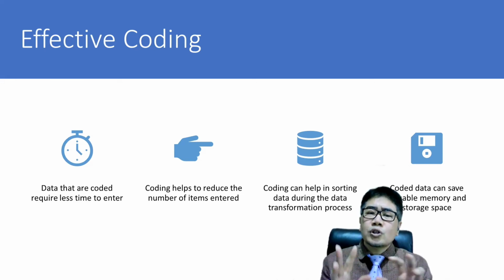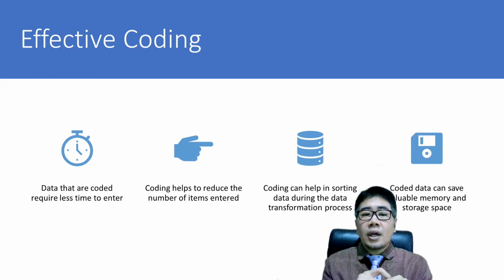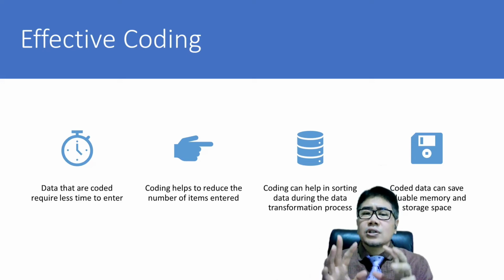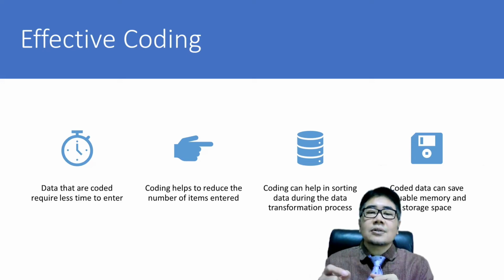And third, most coded data are sequential, in a way that can be based on numbers such as sequential or block codes, or a combination of numbers and characters like mnemonic codes. Therefore, it will make data sorting more efficient during analysis and during data processing. And last, since coding requires less data entry and is faster, coded data only uses a minimal amount of resources, such as memory for online processing and storage space for data storage.